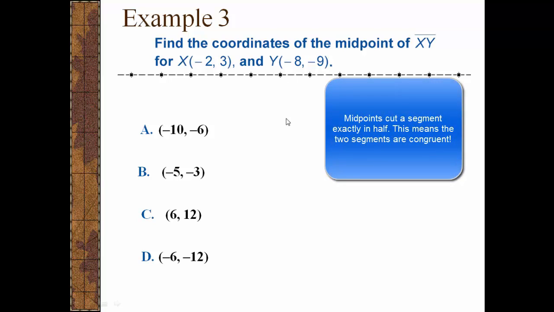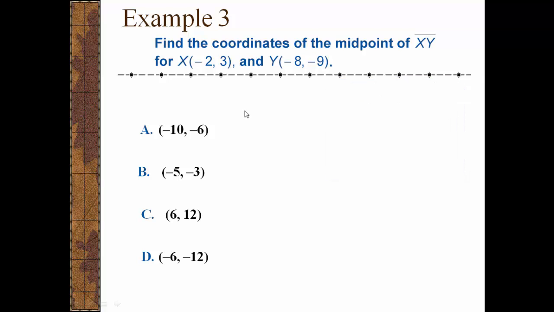Go ahead and try this example on your own. Find the coordinates of the midpoint of XY if X is (-2, 3) and Y is (-8, -9). The answer is (-5, -3).